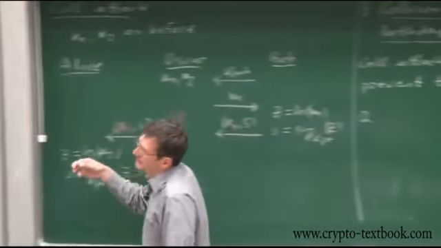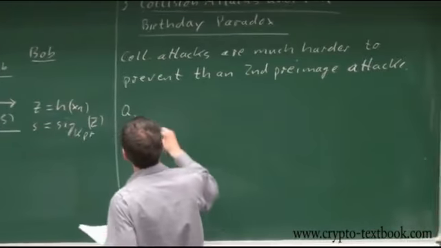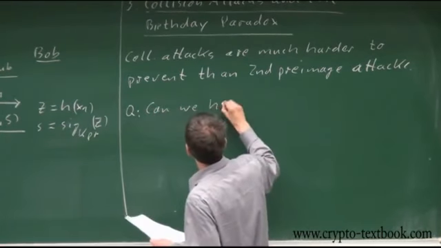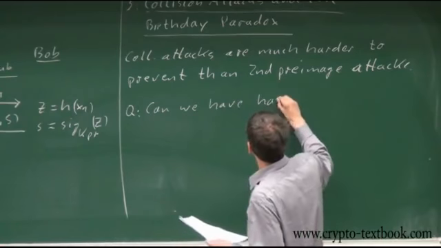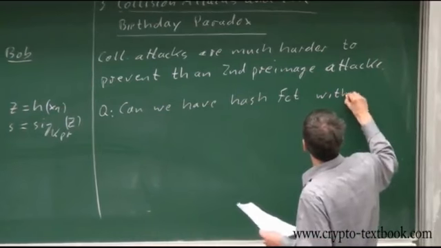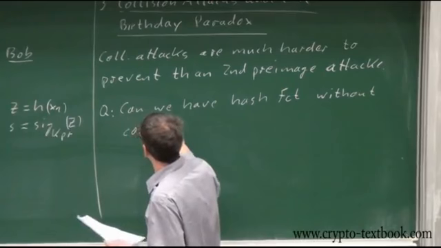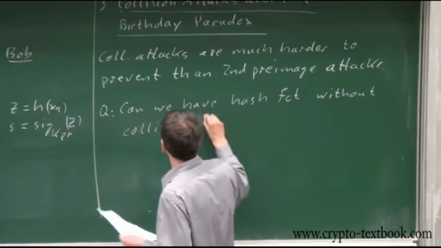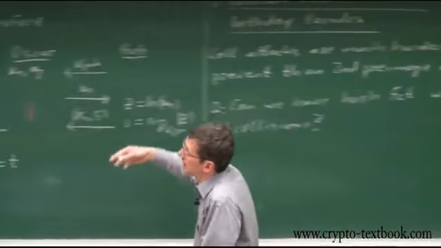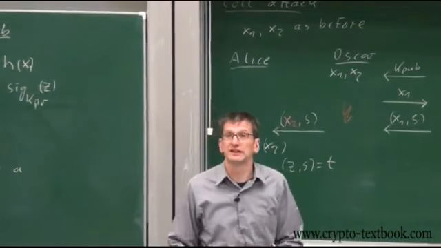And obviously both attacks are pretty annoying, right? So we don't want to have them. So the first thing that we are probably wondering is: can we have hash functions without collisions? I mean, that should be kind of the normal reaction. We saw two attacks. They're not even that complicated here. So let's build a hash function that doesn't have collisions.